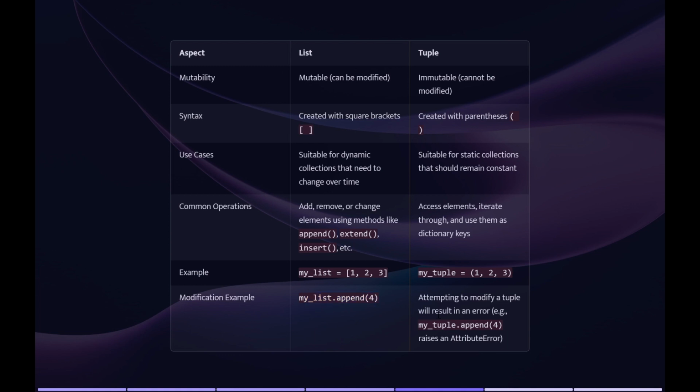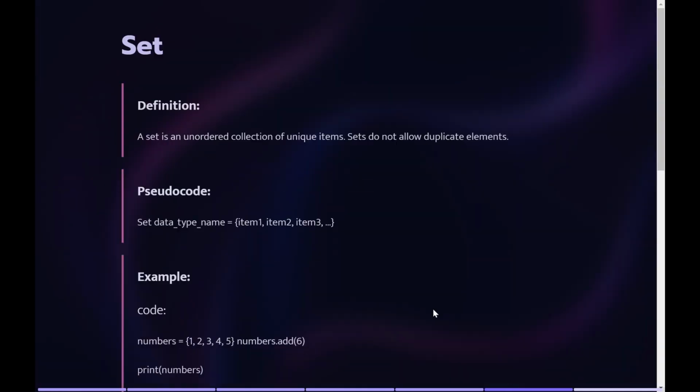Moving on to set, we have the set's definition. Set is an unordered collection of unique items. So if you want to avoid duplicates, you can use this data type, set, because set does not accept duplicates. It removes them by itself.